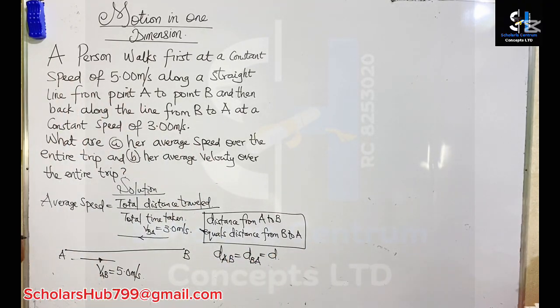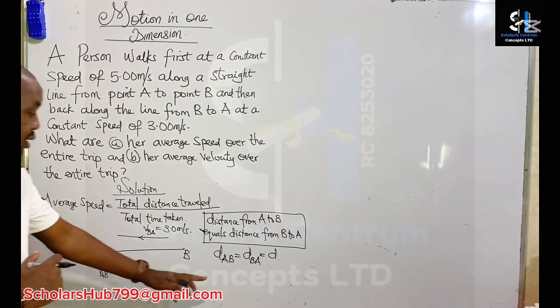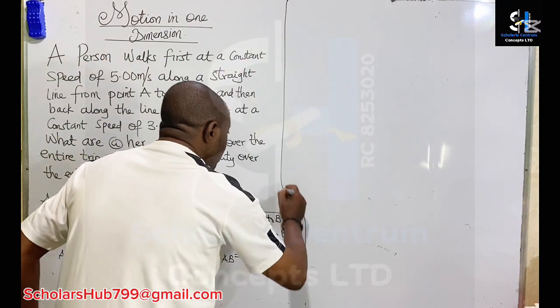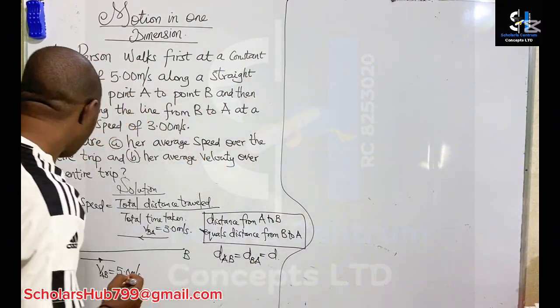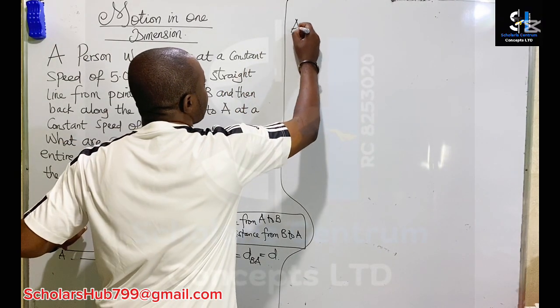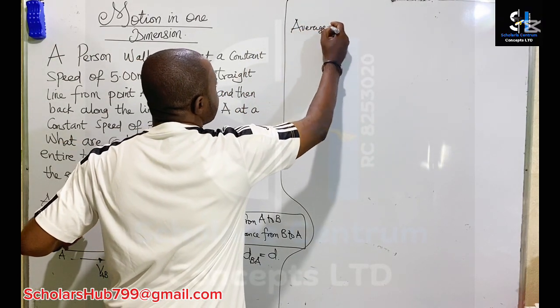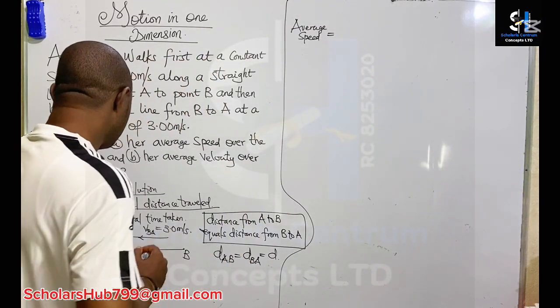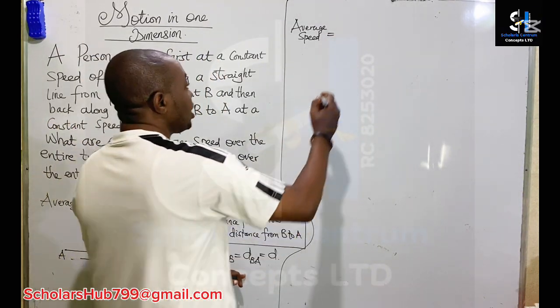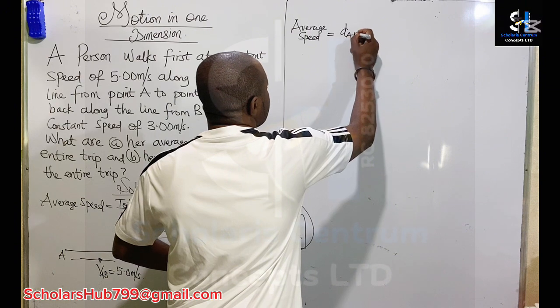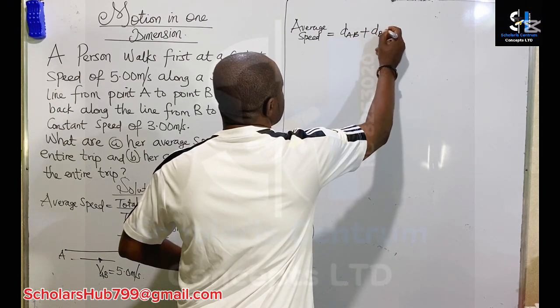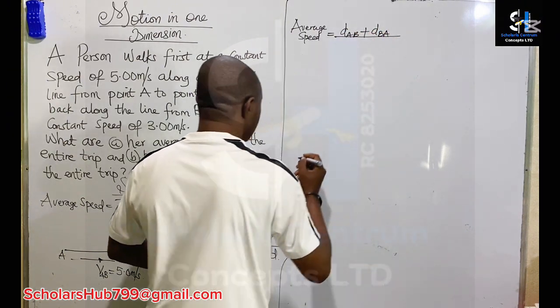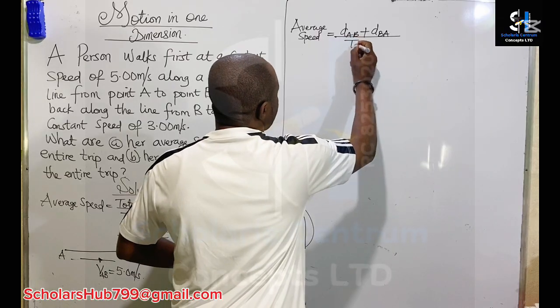So in this case, like I said, we have average speed equal to total distance, which means whether we write DAB plus DBA, over what? The total time.